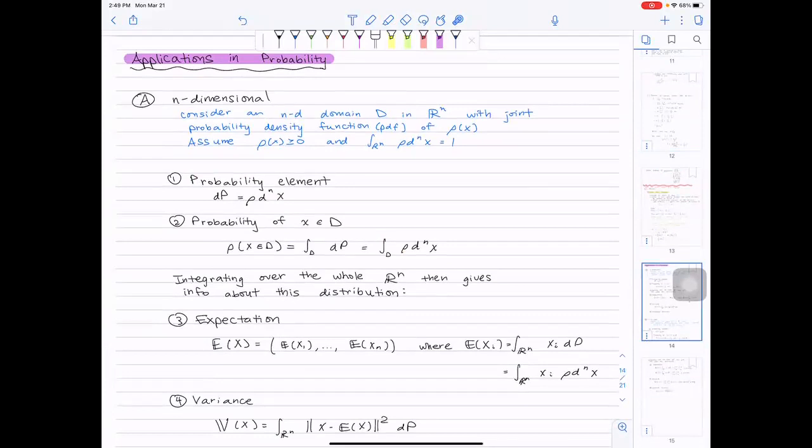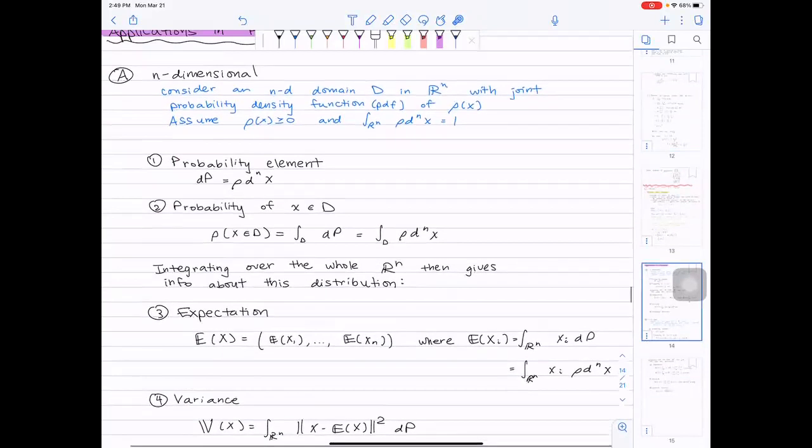So in probability, we have the same idea. This is our n-dimensional formula. In 2 dimensions, usually probability is only 2-dimensional, like x's and y's. So for our probability element, notice that there's a density here again, but this density is not the same as the earlier density. This is the density of an element. This is your probability density. So they're not necessarily the same.